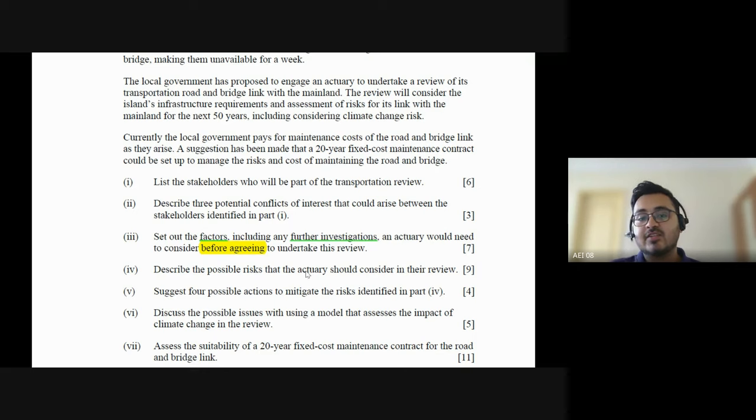They're asking you, what are the factors and further investigation, in bold, that you as an actuary would undertake before you're agreeing to undertake this review. So put yourself in the shoes of an actuary. Think that you're working right now.